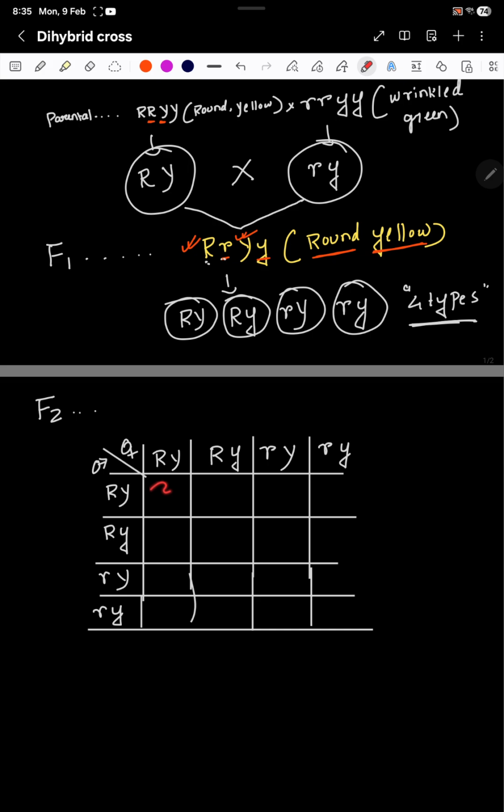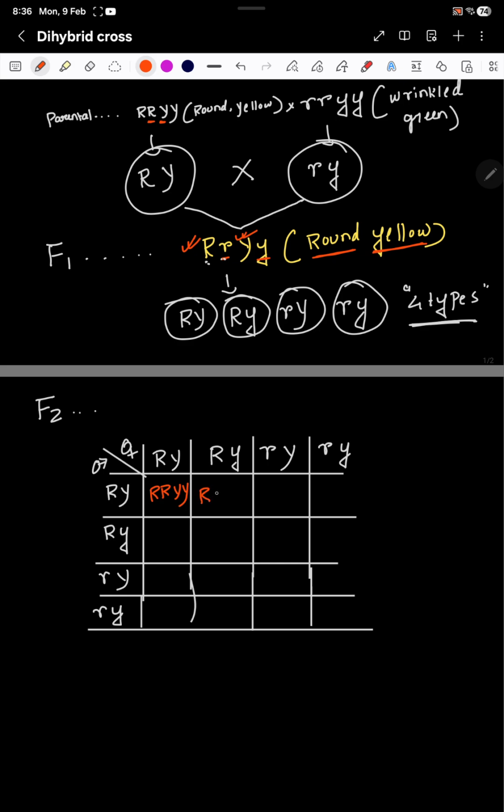The gametes will be capital R, capital R, capital Y, capital Y. Okay, this will happen like this. Let's see what gametes are getting produced: capital R, capital R, capital Y, capital Y. Now for this case, this will be crossed with this, with this, with this. Okay, like this the crossing will happen.